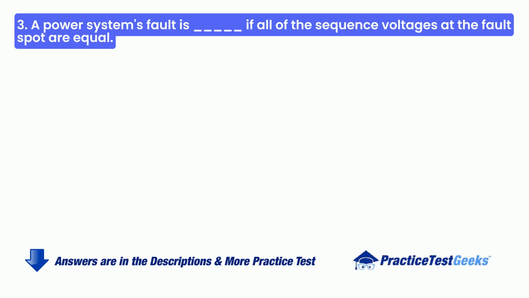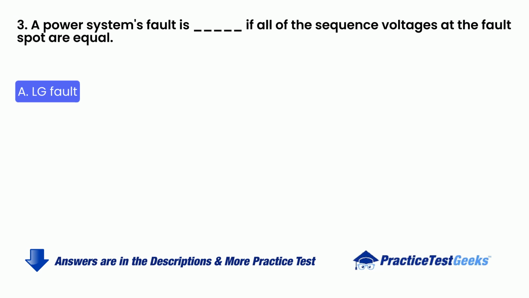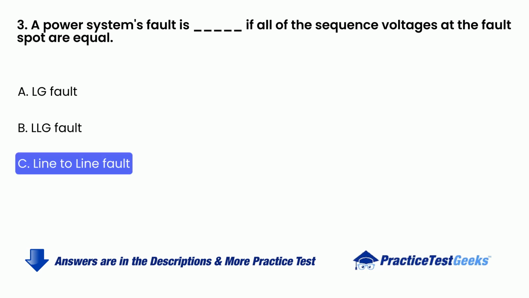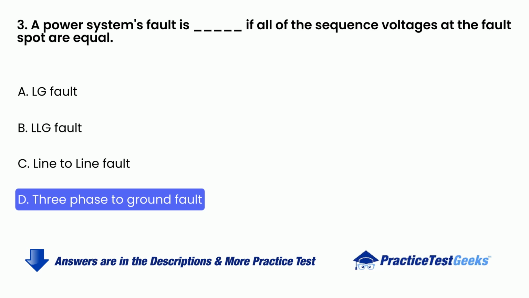A power system's fault is if all of the sequence voltages at the fault spot are equal. A. LG fault. B. LLG fault. C. Line-to-line fault. D. Three-phase to ground fault.